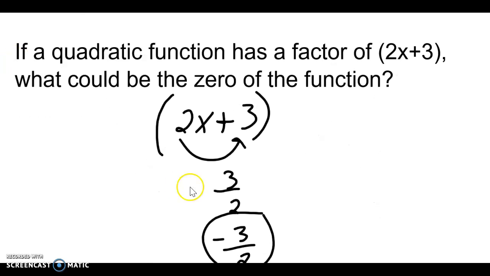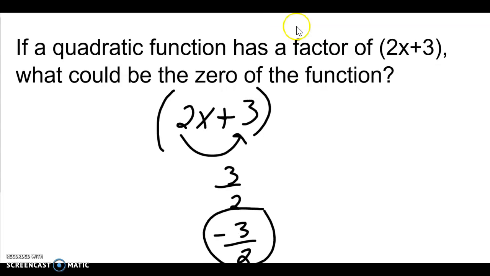So you might see a problem be asked like this. It says, if a quadratic function has a factor of 2x plus 3, what could be the 0 of the function? Well, there's a number in front of my x, so I know I need to slide that over to be my denominator. So that would be 3 over 2. And then if it's a solution, I have to take the opposite of what it was in the factor, so it would be -3 over 2.